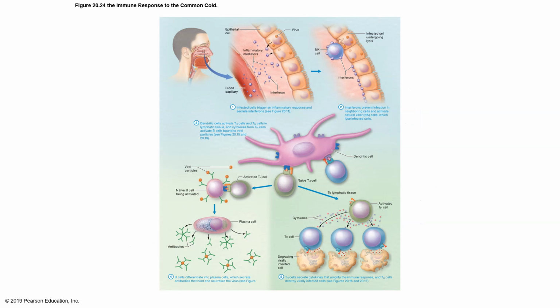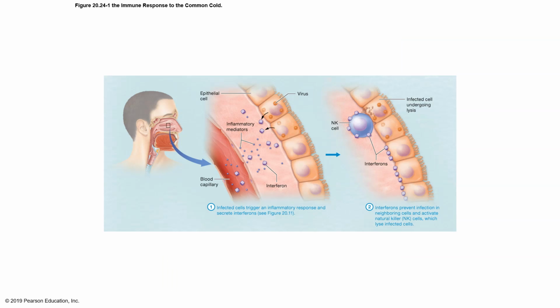Okay, then the last figures, we'll talk about the immune response to the common cold. First, the infected cells, like from a virus, will trigger an inflammatory response, and that secretes the interferons. Interferons prevent the neighboring cells from infection, and they activate the natural killer cells, which then lyse the infected cells.